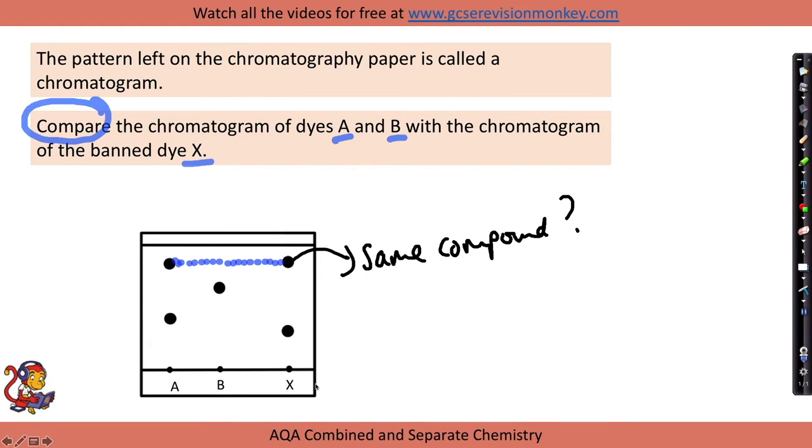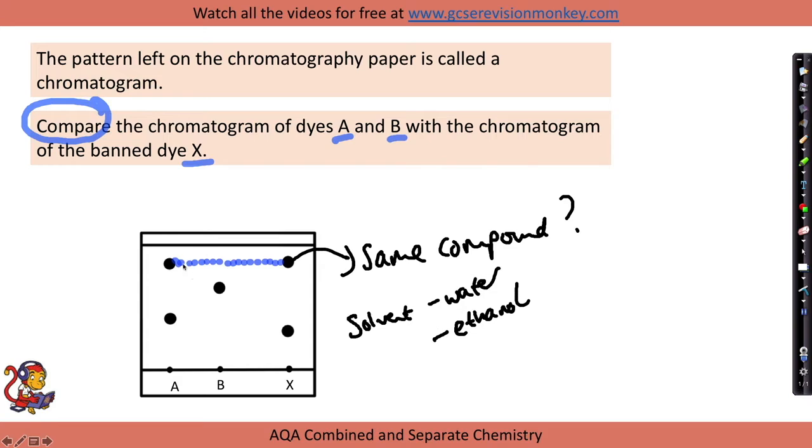Because we've only tested this so far on one solvent, we chose the solvent as water. But to be absolutely sure that our food dye contains a banned chemical, we would need to repeat this in different solvents, for example maybe ethanol. And if this compound in A matched X in different solvents, it's highly likely that it is containing that banned compound. We can't just be sure if we just use one solvent. We must repeat it with different solvents to be absolutely sure.